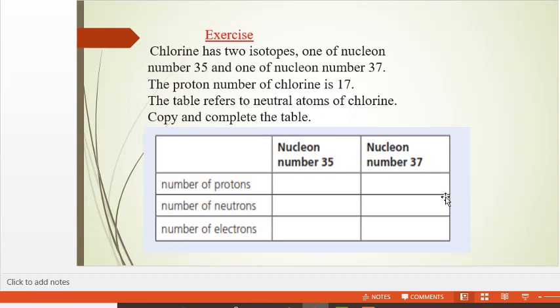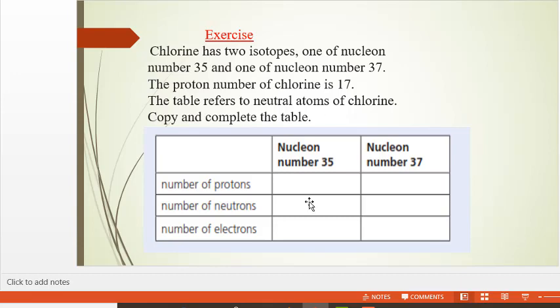So copy and complete the table. This is the task that I want you to do. The nucleon number is 35. The nucleon number for the other one is 37. We are told that the proton number is 17. So for you to complete this table, you should have an idea of isotopes, and you should also have an idea of how to calculate the nucleon number, and also how to identify which one is the number of protons.